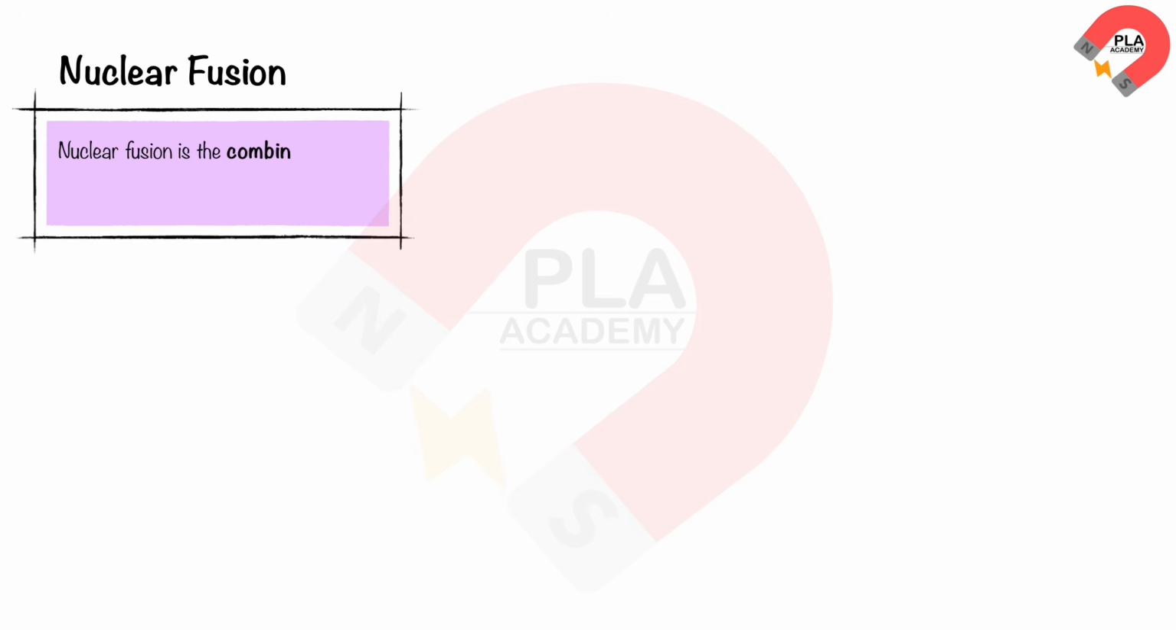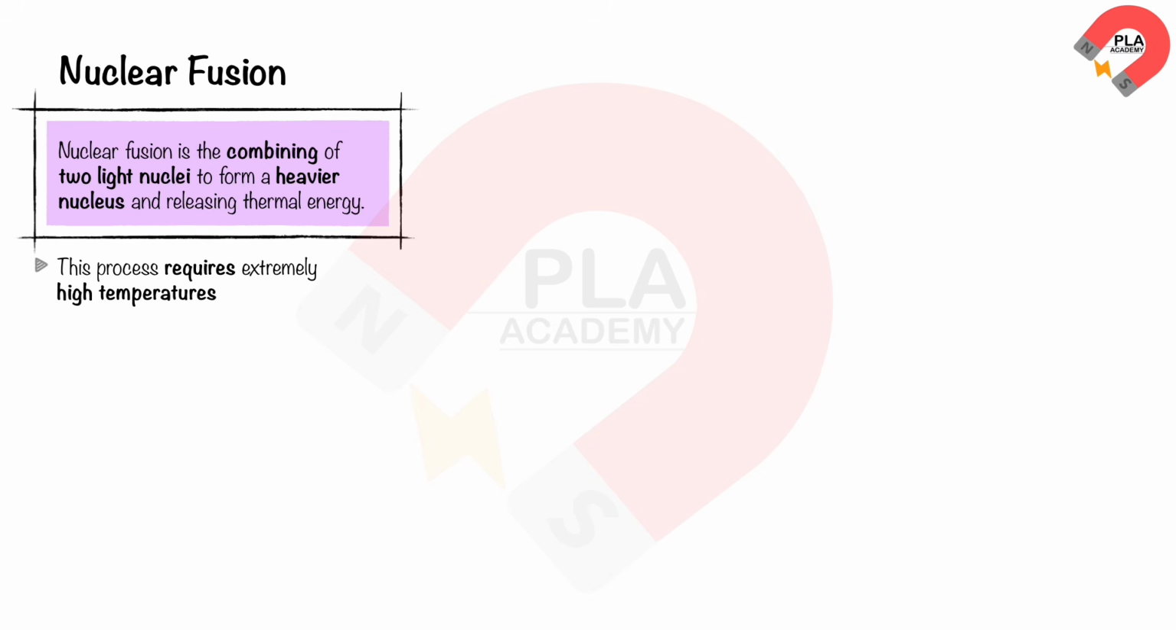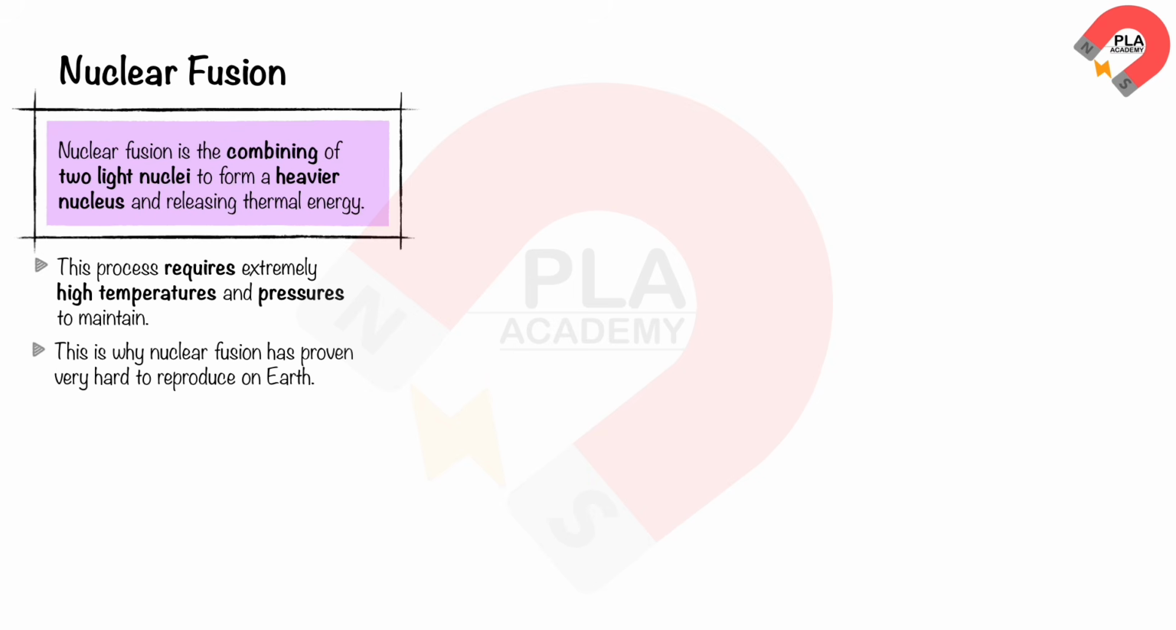Nuclear fusion. Nuclear fusion is the combining of 2 light nuclei to form a heavier nucleus, releasing thermal energy. This process requires extremely high temperatures and pressures to maintain. This is why nuclear fusion has proven very hard to reproduce on Earth. Nuclear fusion is used to create the energy in the stars and sun.